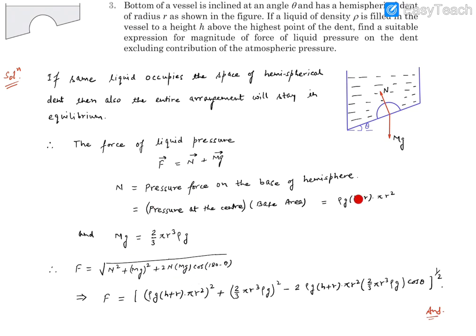Now we can substitute the N value as well as the mg expression. It turns out to be a huge expression. That means N square, which is rho g within bracket h plus r into pi r square, whole square, plus mg whole square, which is 2 by 3 pi r cube rho g whole square, minus 2 times the product of these two numbers into cos theta, because cos of 180 minus theta is minus cos theta, and the whole thing raised to power 1 by 2. That big expression is the magnitude of the force of liquid pressure on the dent.